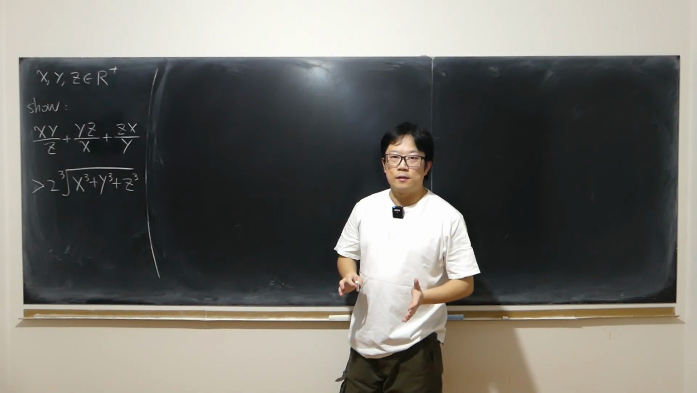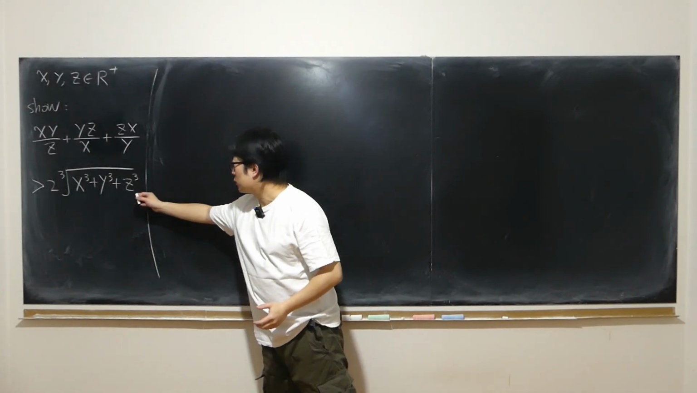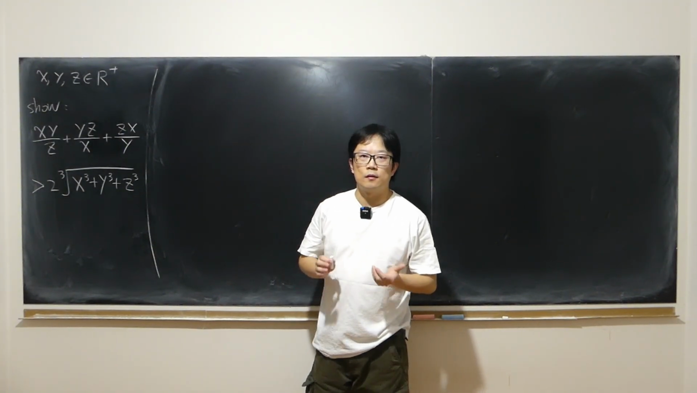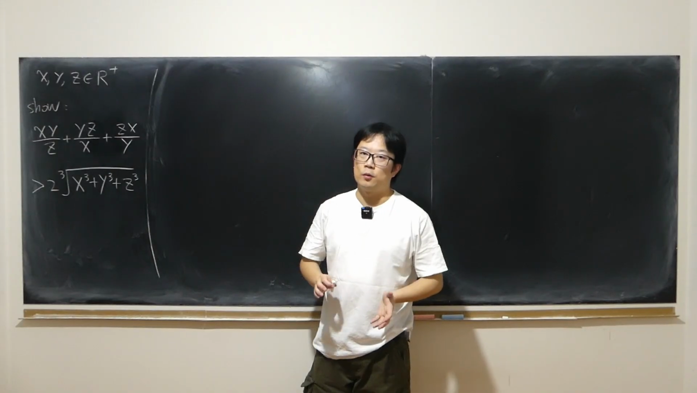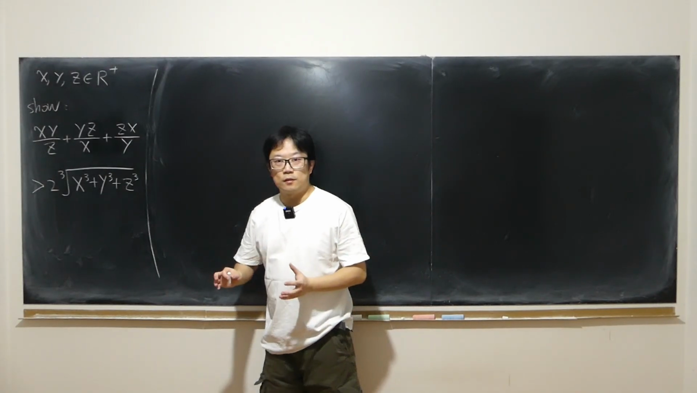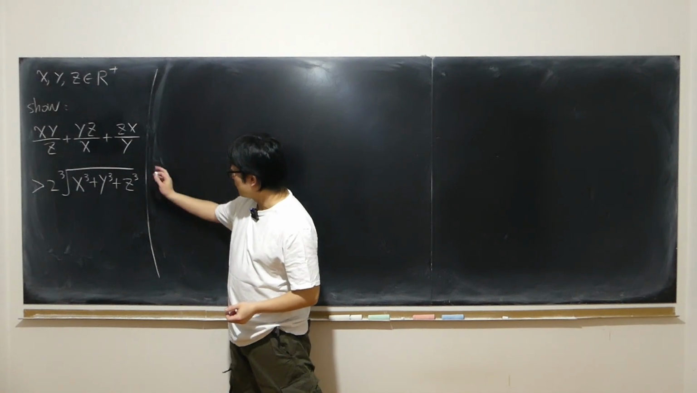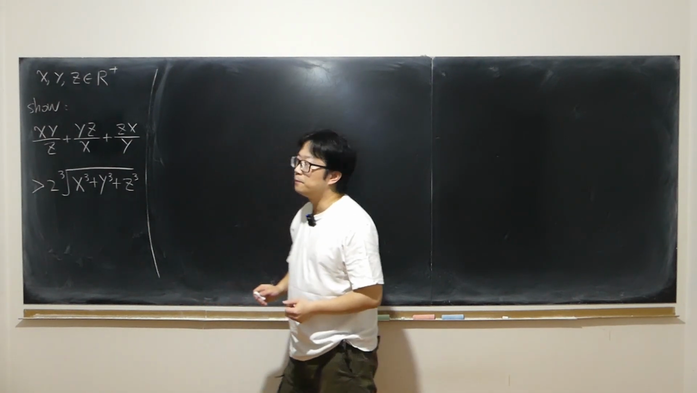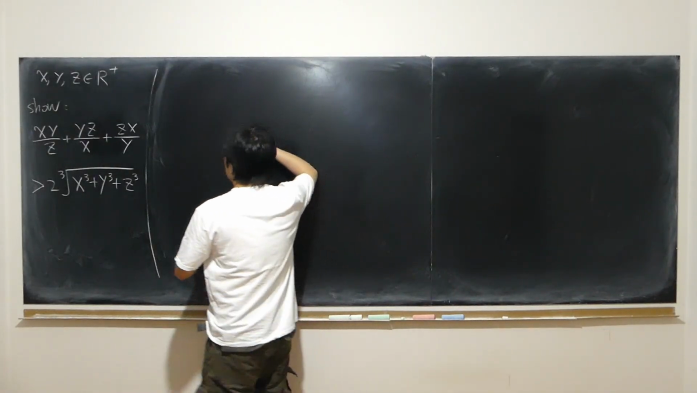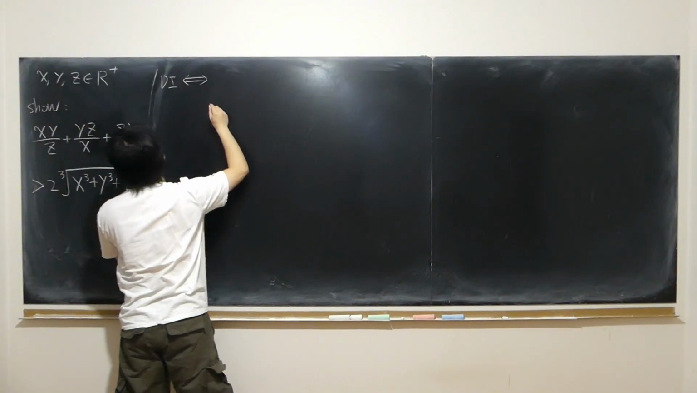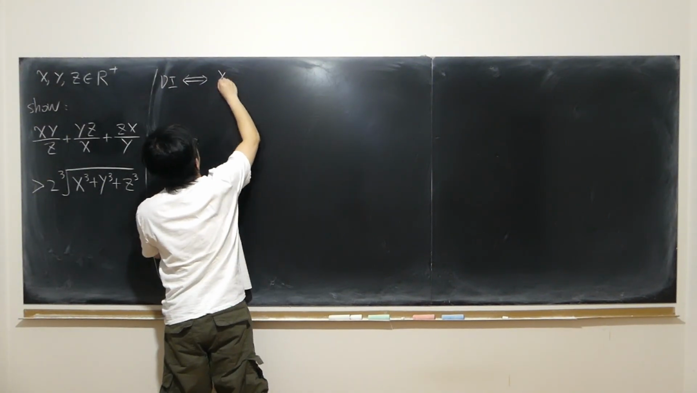So the natural thought is that we want to get rid of the cubic root here. During the process, I'll be using the AM-GM inequality multiple times. But we cannot use it straight away, right? It cannot be that straightforward, and it won't be very helpful either. So our desired inequality is equivalent to, like I said, cube both sides.